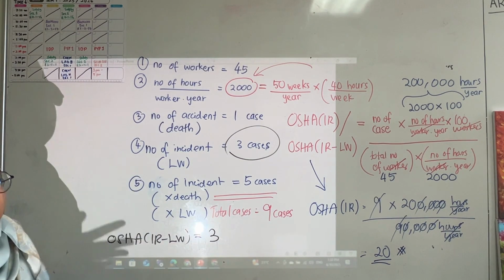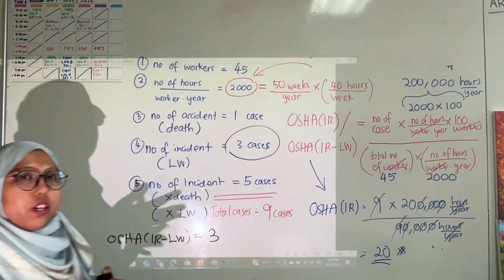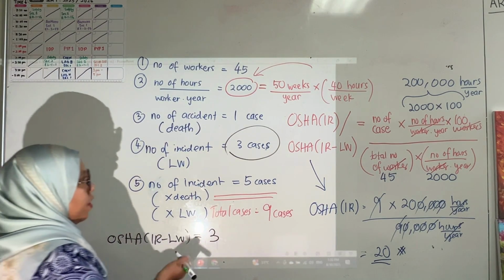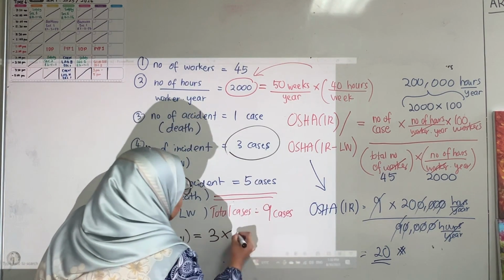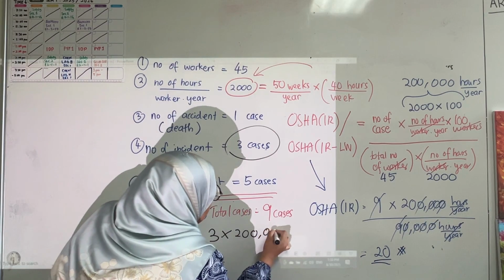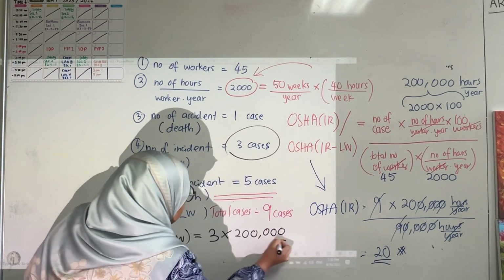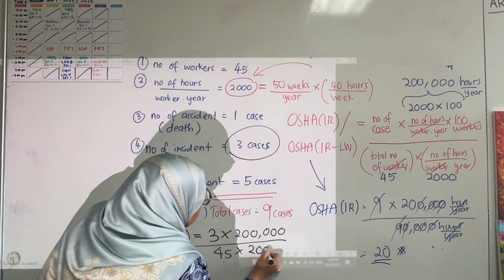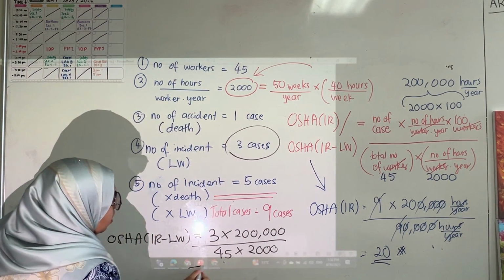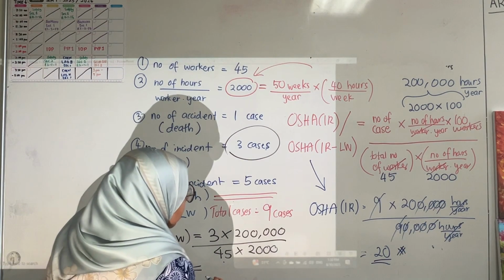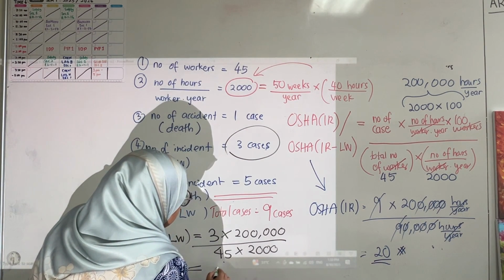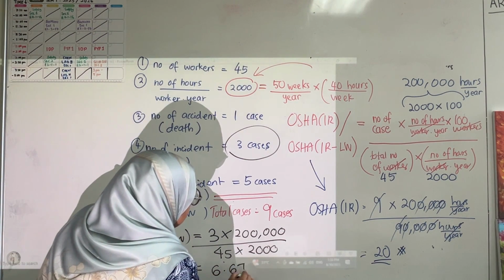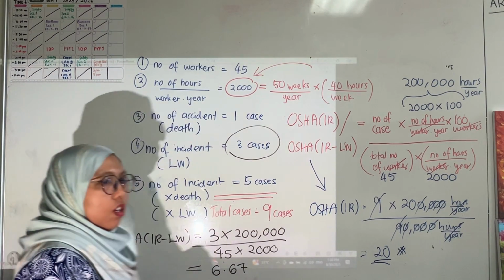The formula for the calculation is just similar. So 3 times 200,000 hours per year divided by 45 times 2000. So here finally you will get about 6.67.